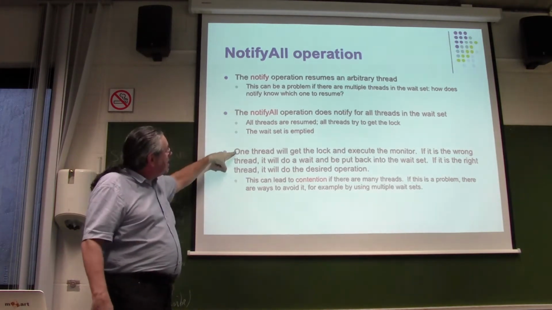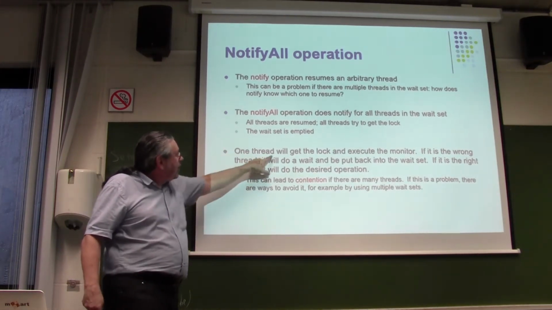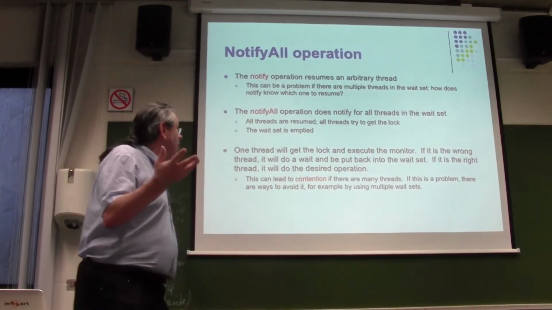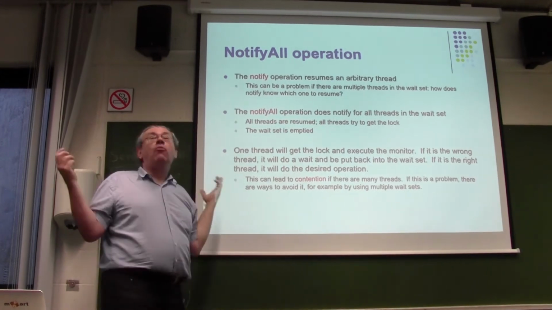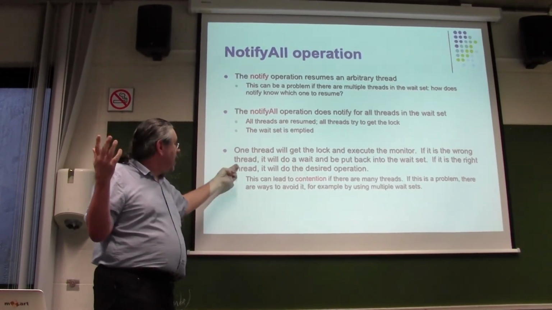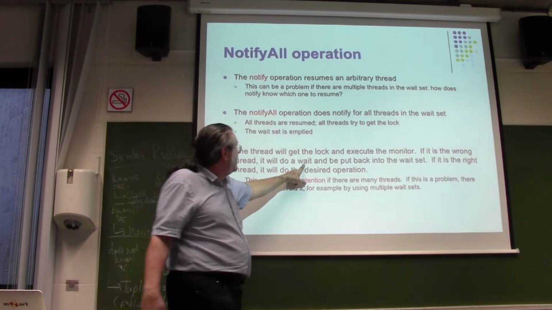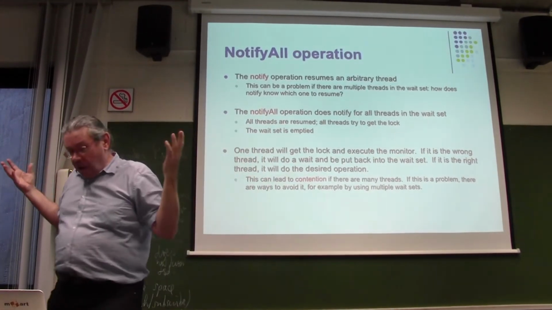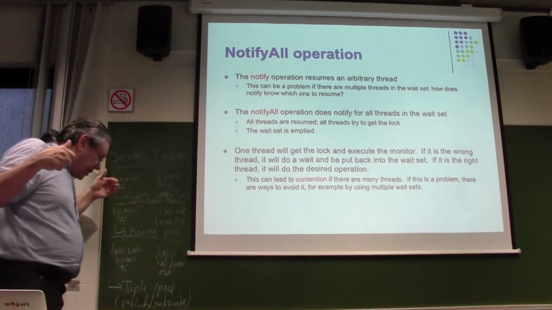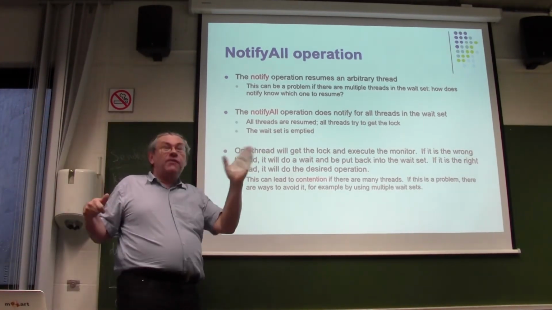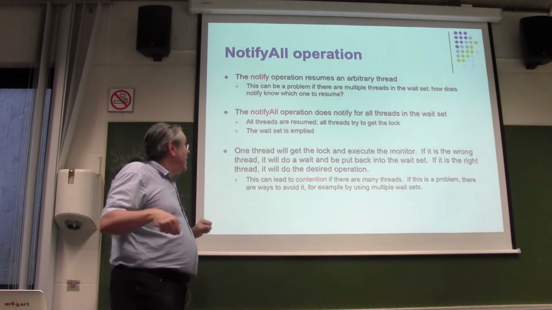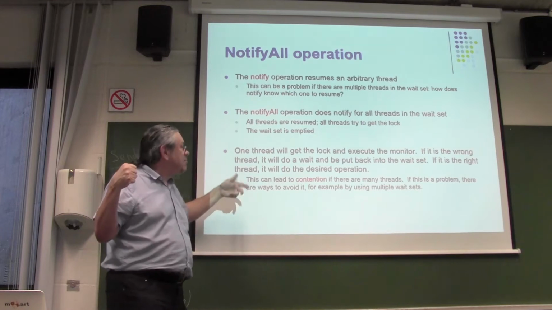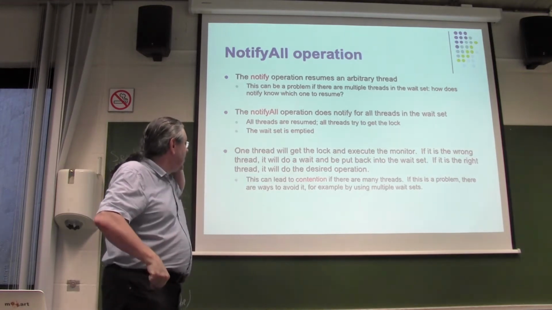So one of those many threads that were woken up will get the lock and will execute inside the critical section, the monitor. If somehow it's the wrong one, then it will wait again. If it's the right one, it will do whatever it has to do. Maybe you're implementing a tuple space and you're putting in many tuples of many labels, and you only want a certain label. If it's the wrong label, it goes back to sleep, okay?